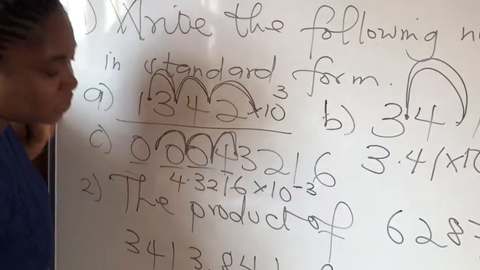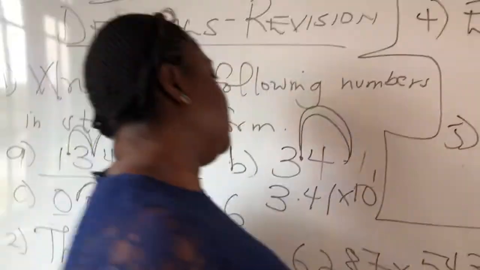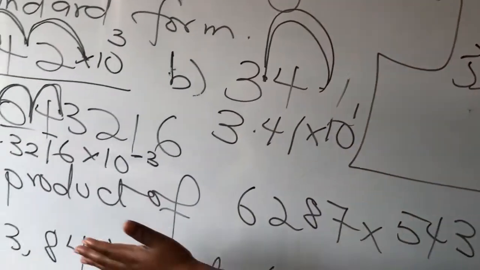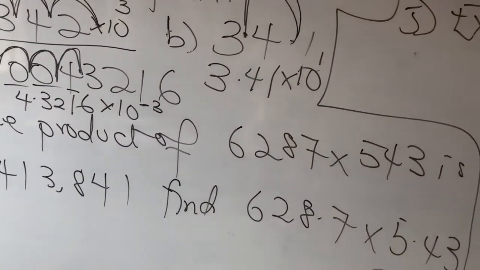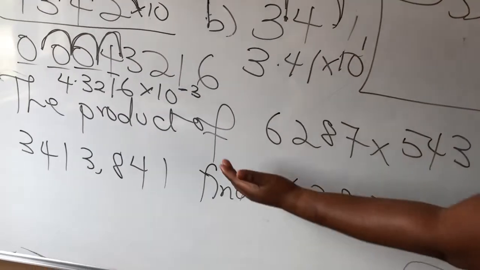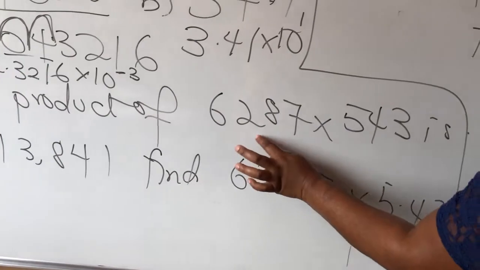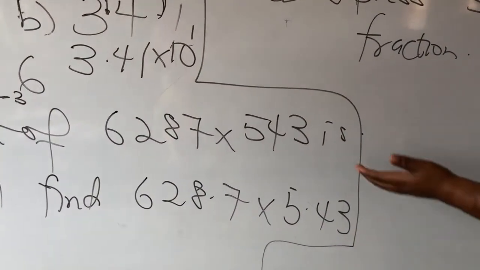So this is just revision. This is what this week's assignment is going to be on. So don't repeat these mistakes again. Now let's look at this second question here. One mistake that I realized you people were doing is, this question is very easy. They said 6,287 times 543.